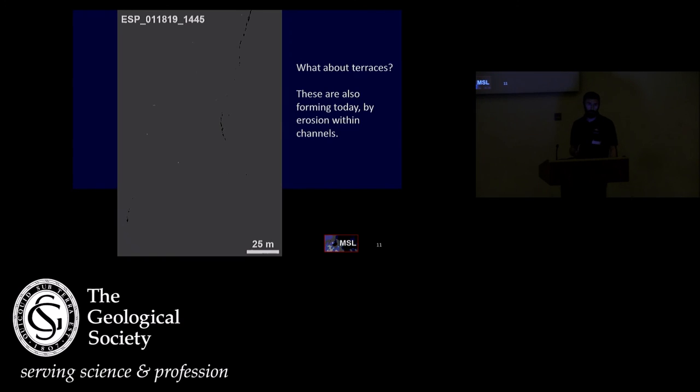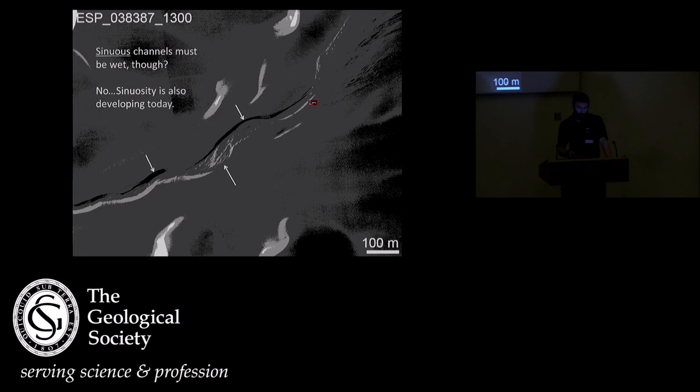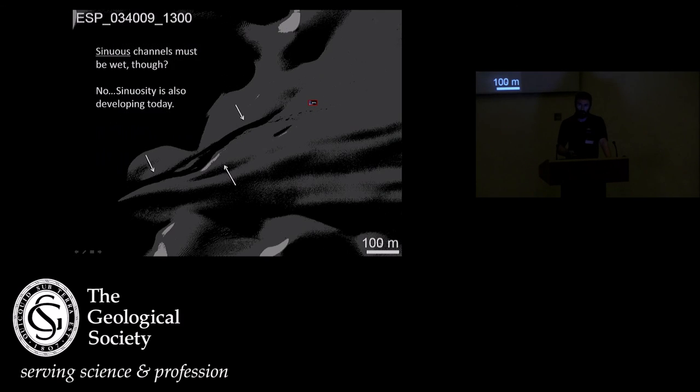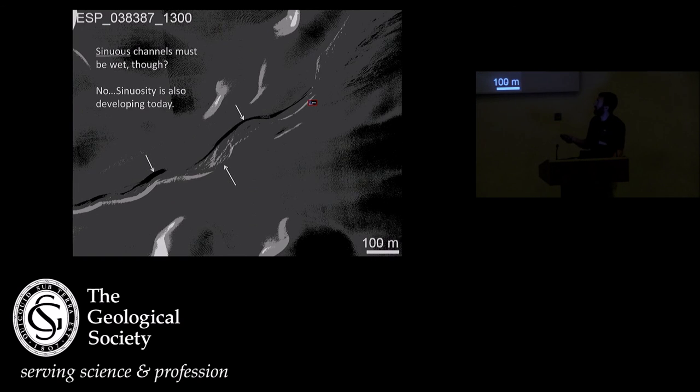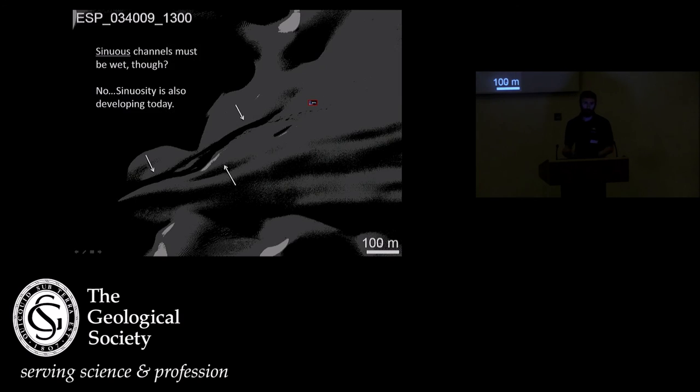Terraces have also been occasionally suggested as fluvial features, but these are also forming today. You can see here, within a previous channel, you had additional erosion, but not quite on the same scale, and so you leave an apparent terrace by this same sort of process. Sinuous channels have also been suggested as indicators of water, but as was discussed two talks ago, sinuosity is developing within channels today. It's especially pronounced in dune gullies, where we see the largest, most frequent changes, probably because it's a weak substrate.